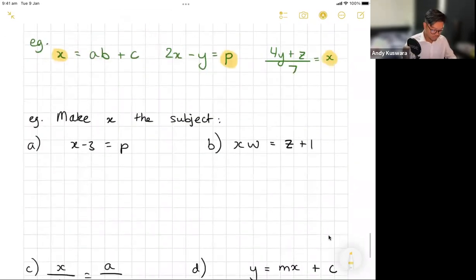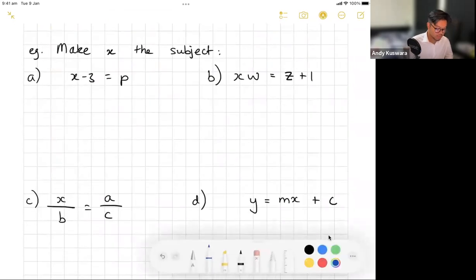Now, what you're going to have to learn how to do is make x the subject. In other words, get x by itself. So let's take a look at a couple of examples, or a couple of different formats that you may see this question.